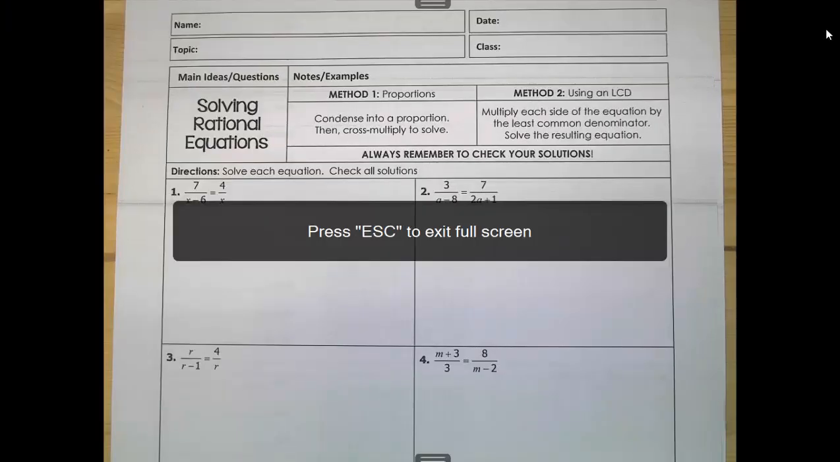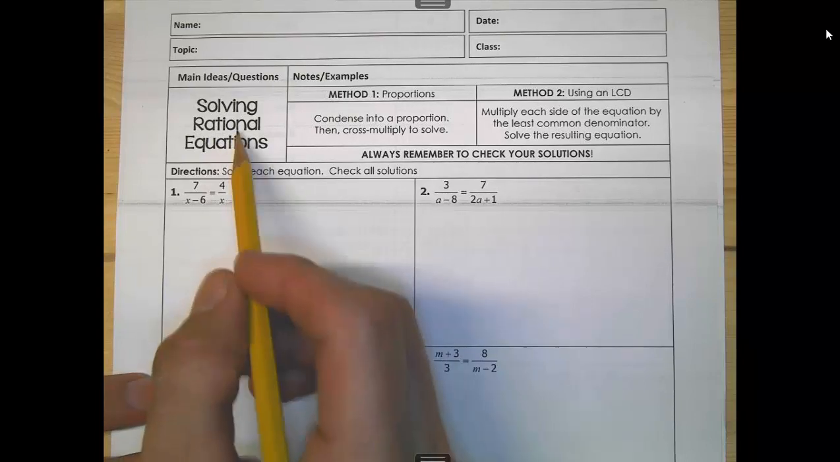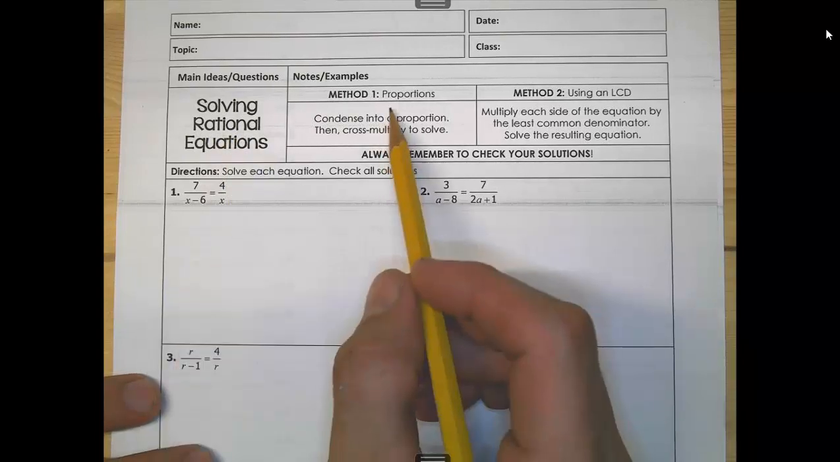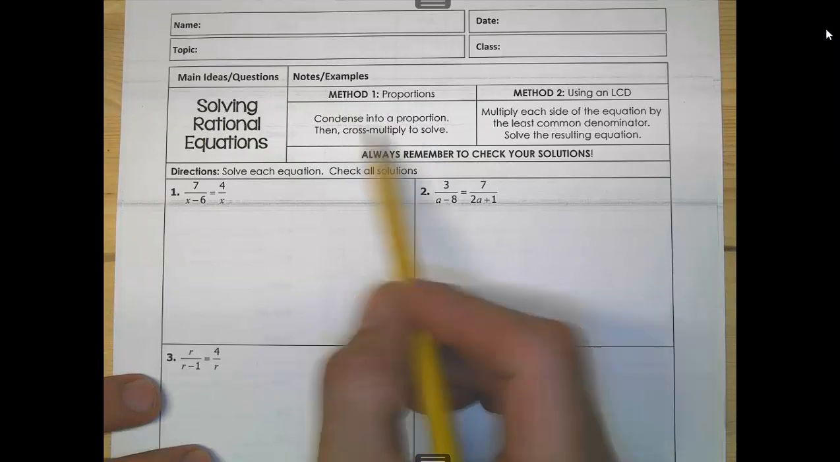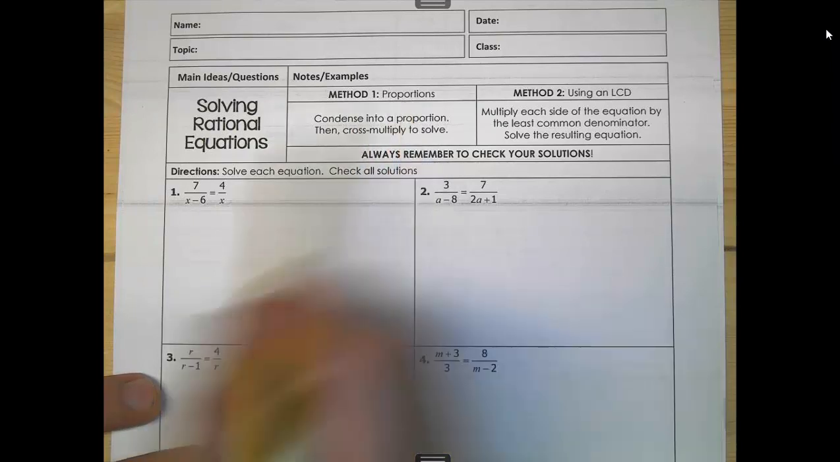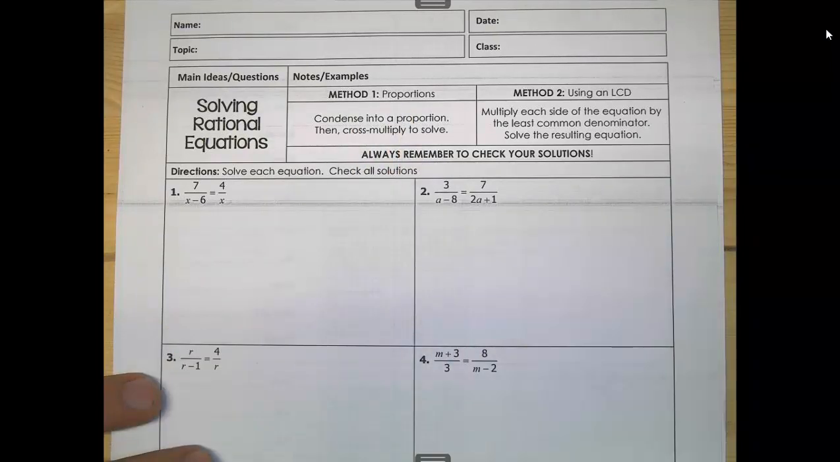Okay, Algebra 2, this is Homework 9, Lesson 9. Today we're going to be solving rational equations. We have two methods. We have the method where we cross multiply because we have a proportion, which is what you see here in one, actually this whole first page.